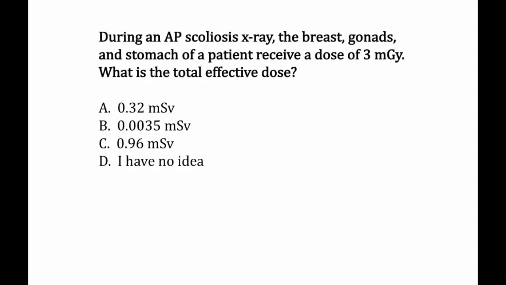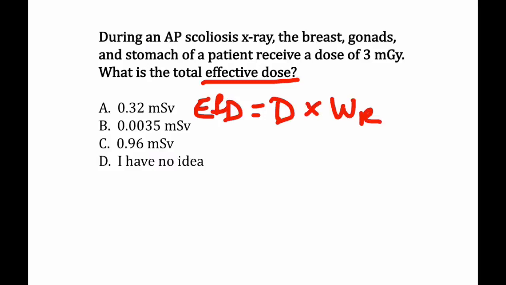Here's another question. During an AP scoliosis x-ray, the breast, the gonads, and the stomach of a person receive a dose of 3 milligray. What is the total effective dose? So once again, we're needing to measure the effective dose here. So we'll write down our formula for calculating effective dose. It's equal to the absorbed dose, which in this case is 3 milligray, multiplied by the radiation weighting factor multiplied by the tissue weighting factor. It's very important to remember that when we calculate effective dose, we have to remember that tissue weighting factor.